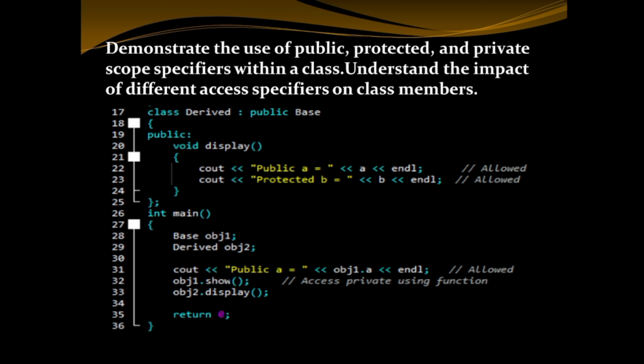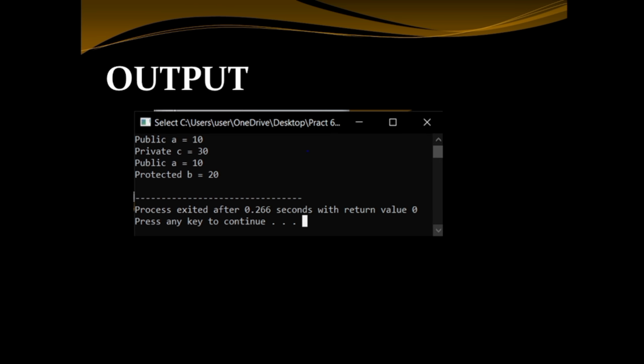Now this means show basically prints the private c using a function, and display prints public a and protected b. Return 0 means the program ends successfully. So your output would be public a.